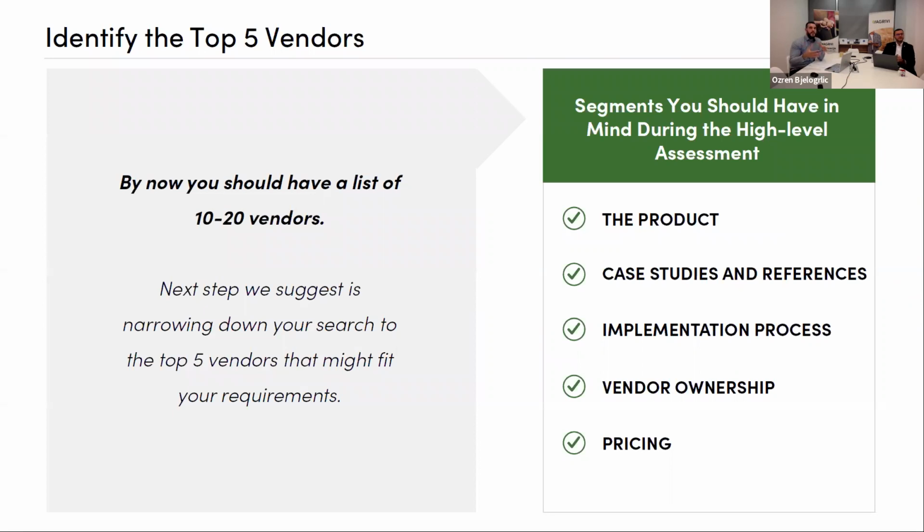As we move forward, by now, as you gather your requirements, your project team first, your requirements and needs, then you go into the search. By now, you should have at least a list of 10 to 20 vendors. The next step that we suggest is narrowing down that search to top 5 vendors that might fit your requirement.